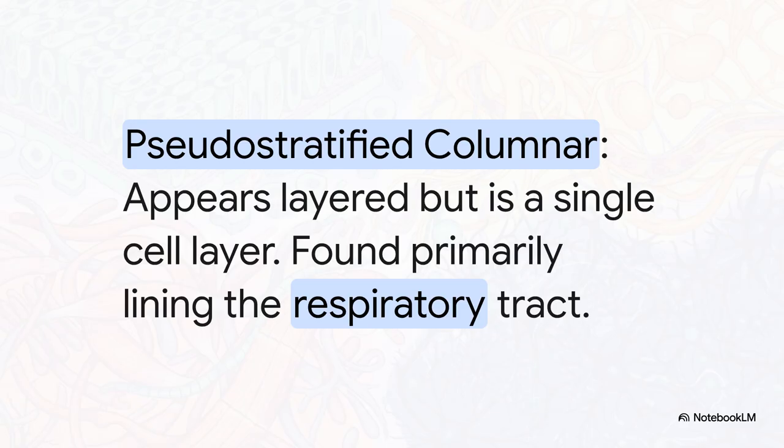Let me introduce you to pseudo-stratified columnar epithelium. Yeah, it's a mouthful. The key is that word pseudo, which means false. This tissue is a bit of a trickster. It looks like it's layered because the cell nuclei are all over the place, but it's really just a single layer of cells. You find this stuff lining your respiratory tract, using its tiny hairs to sweep mucus along.